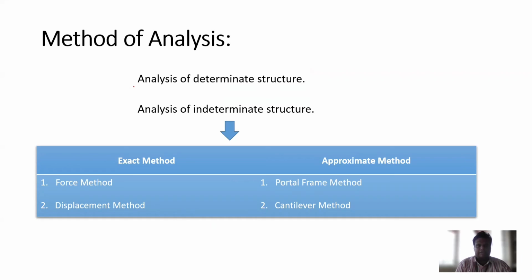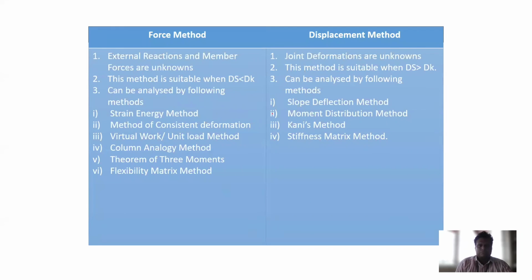In the method of analysis, we have two types: analysis of determinate structures and analysis of indeterminate structures. Determinate structures can be solved directly by equilibrium equations alone. Whereas for indeterminate structures, there are two types of methods: the exact method and the approximate method. In the exact method, we have the force method and displacement method, whereas in the approximate method, we have the portal frame method as well as the cantilever method. But when to use these methods is explained here.